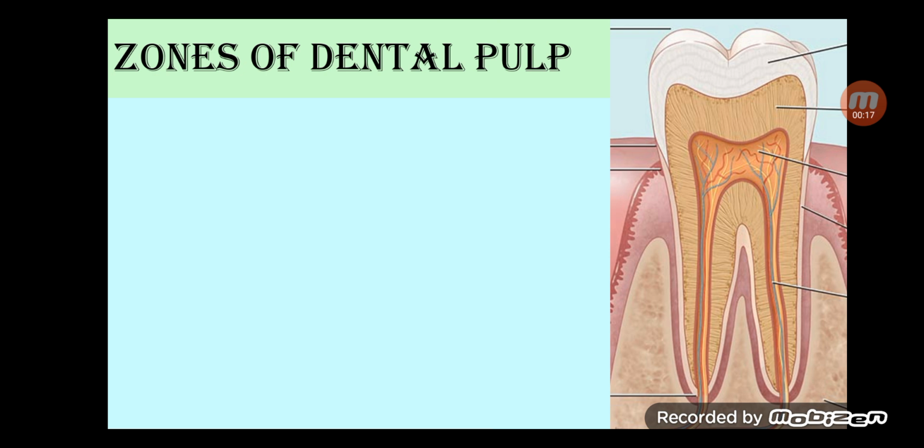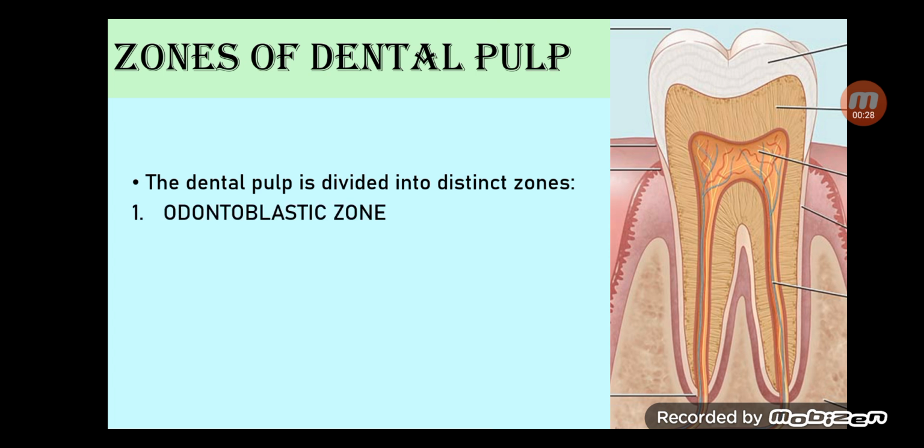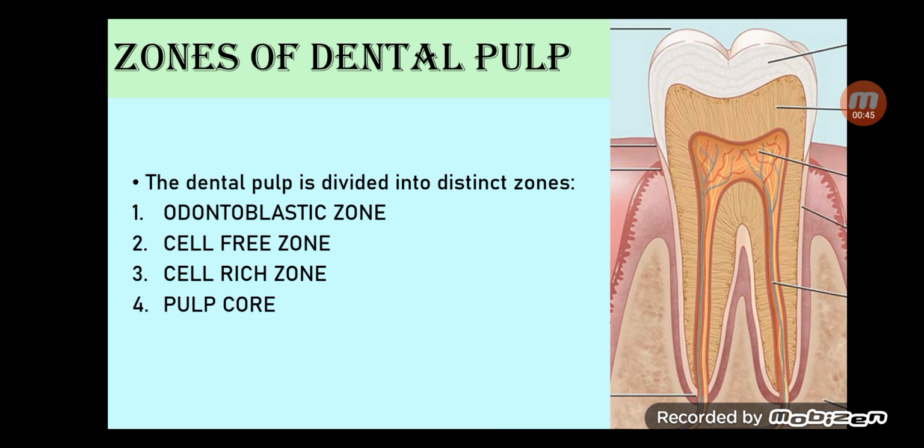Now we'll talk about zones of dental pulp. The dental pulp is divided into distinct zones depending on their histological view, or how they look in a histological slide or histological section. We will start from outside inward, meaning from the dentine towards the pulp core. The first layer is the odontoblastic zone. The second zone or layer is the cell-free zone. The third zone the pulp has is the cell-rich zone, and the fourth zone is the pulp core.